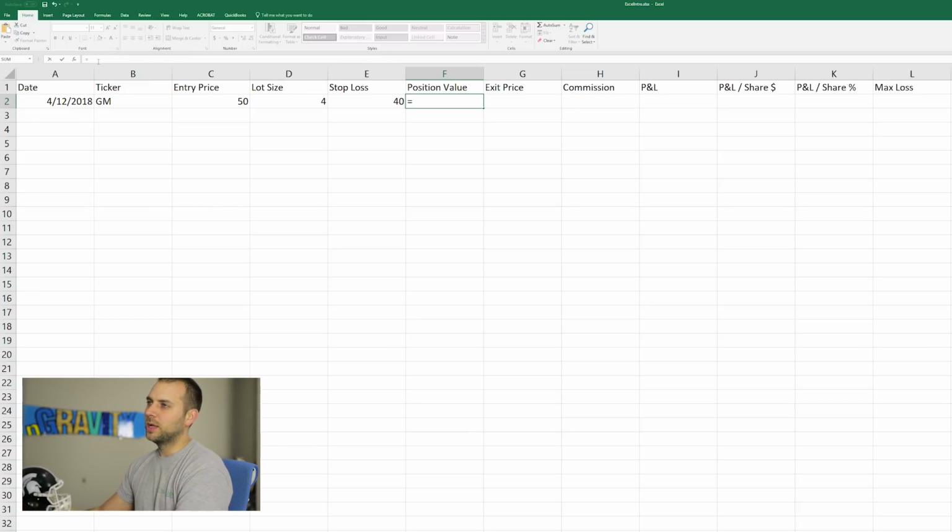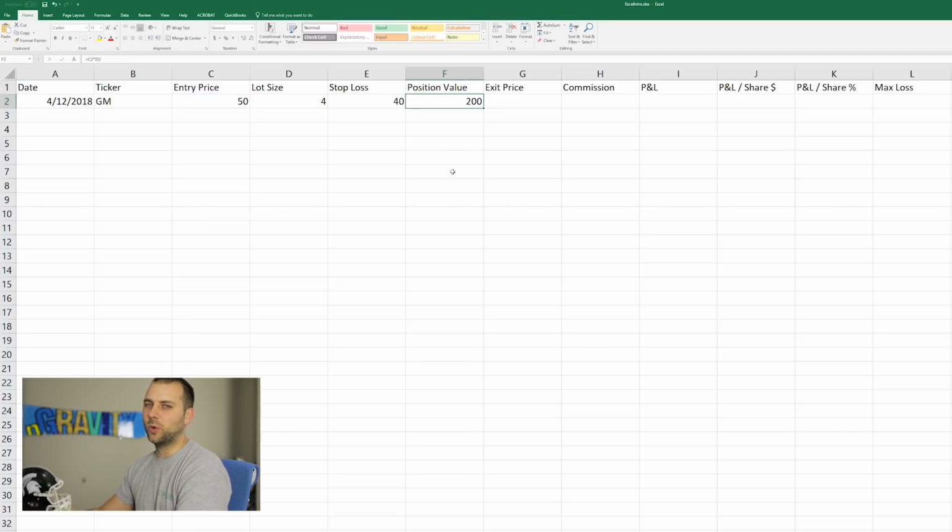So what we're gonna do is select the first cell that we wanna multiply. So that's gonna be the entry price. So then you can see it highlights that. And then in our formula, it says cell C2. And then we're gonna just hit the multiplication star on our keyboard. And then for the second one, we're gonna hit lot size. So what this formula is telling us right now, it's gonna do C2 times D2, and that's gonna be entry price times lot size, and that's exactly what we want. So I'm just gonna go ahead and enter. There you go. Position value 200.